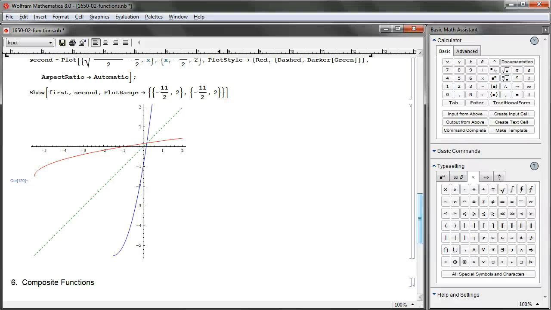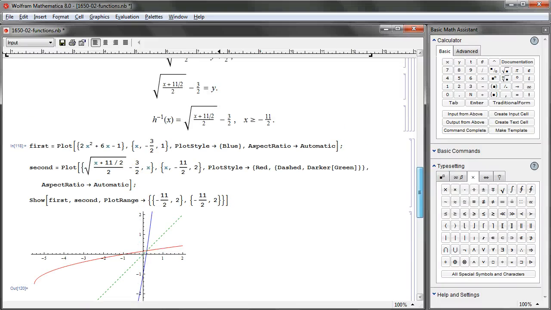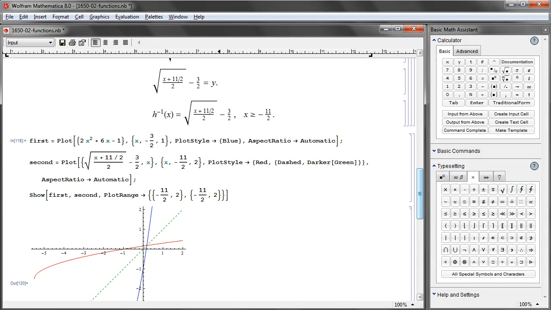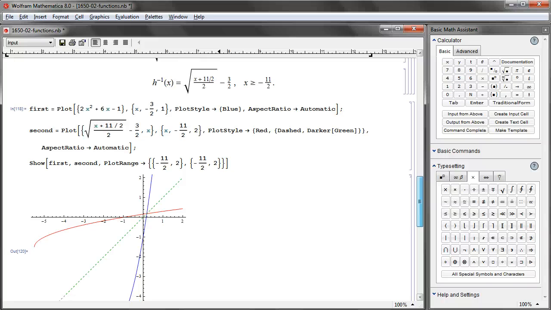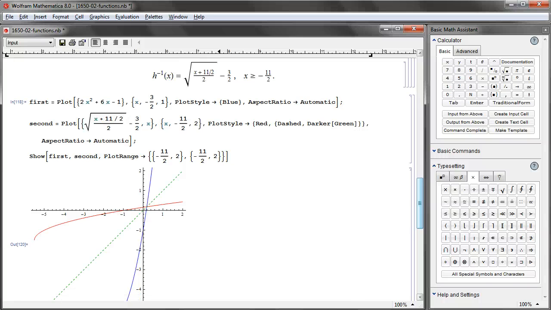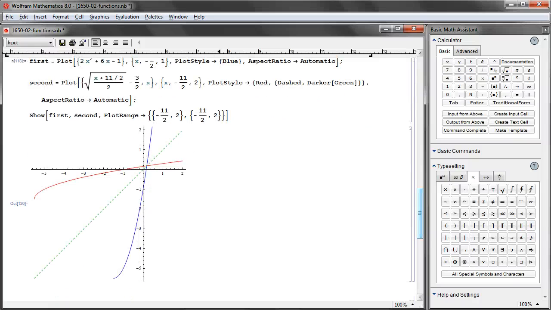The red graph is the graph of the inverse function, square root of (x plus 11/2) over 2, minus 3/2, and that's when x is greater than or equal to negative 11 over 2. That red graph is a square root function. It's a part of a parabola. As you can see, we have the desired symmetry with respect to the diagonal y equals x, which is represented as a green dotted line here.